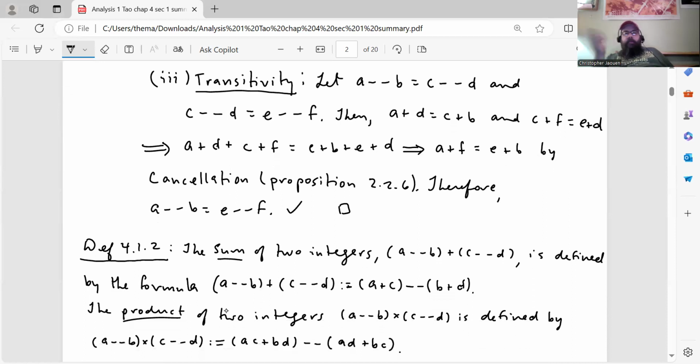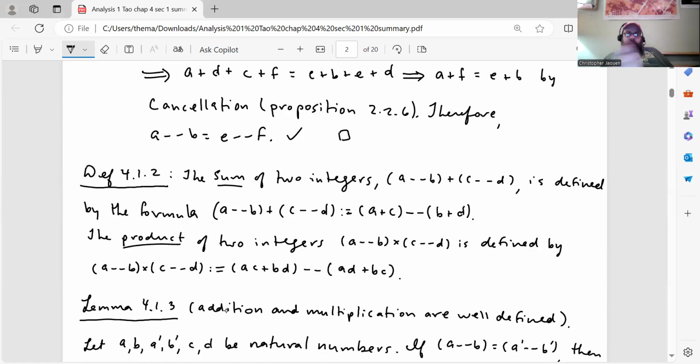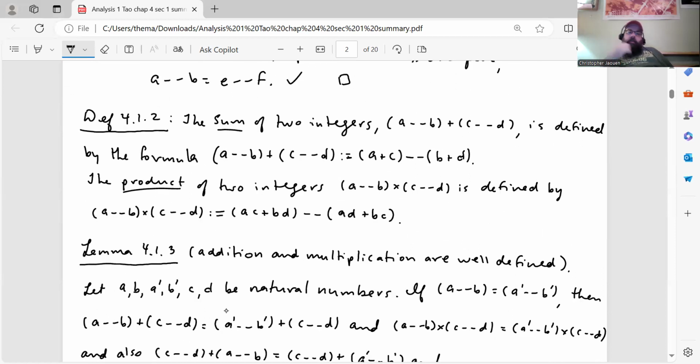Okay, and we're going to have to wait for substitution for when we define addition and so on, which we're going to do right now. Definition 4.1.2: the sum of two integers, a minus minus b plus c minus minus d, is defined by the formula a minus minus b plus c minus minus d is equal to a plus c minus minus b plus d, and the product is defined in the way that you would think it would.